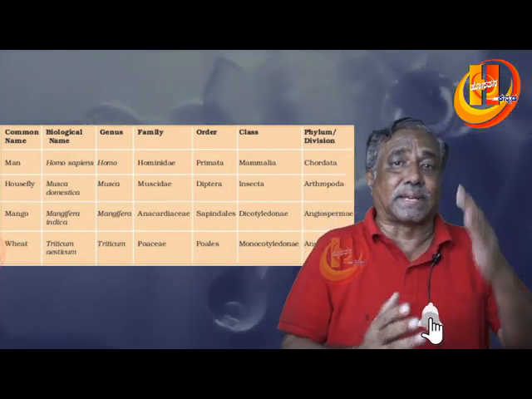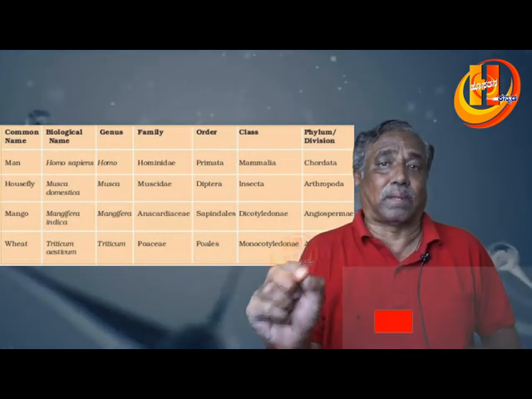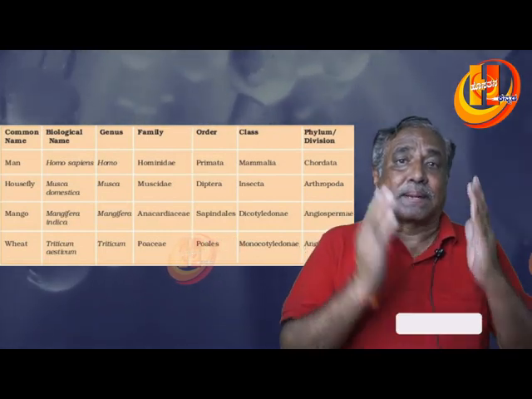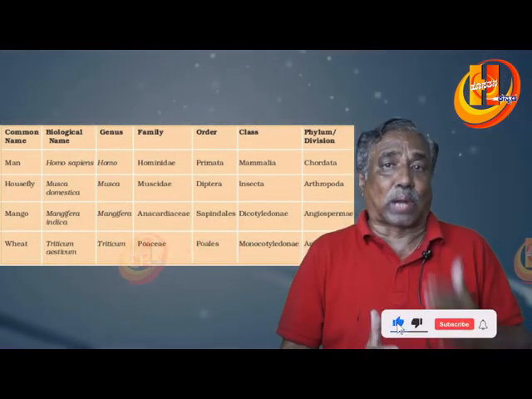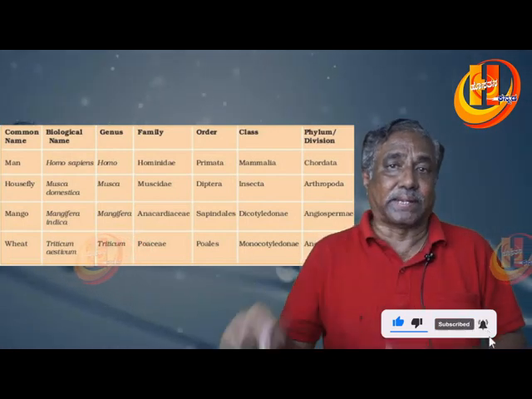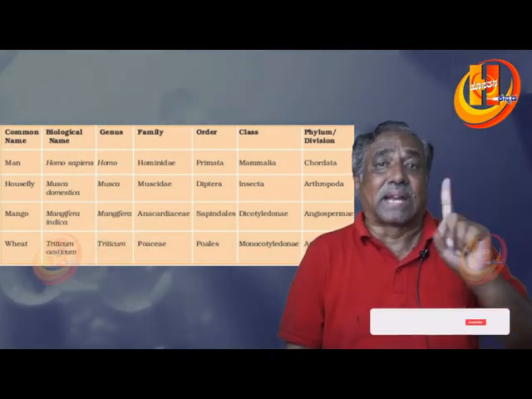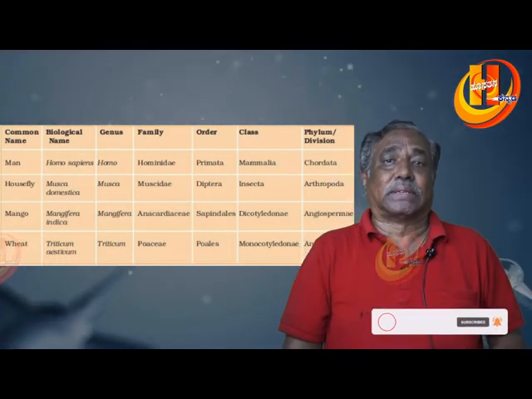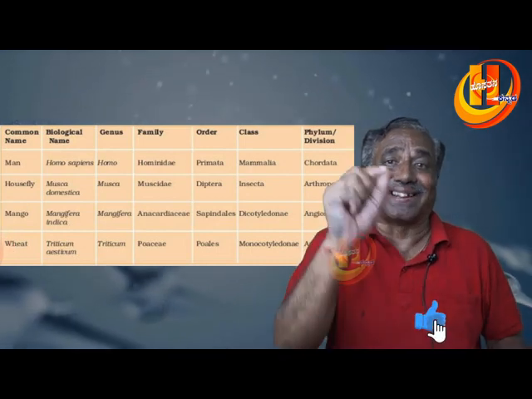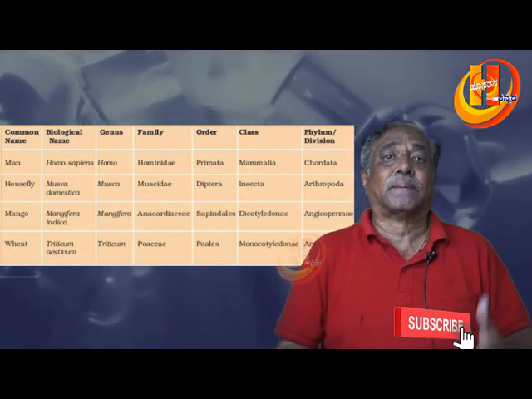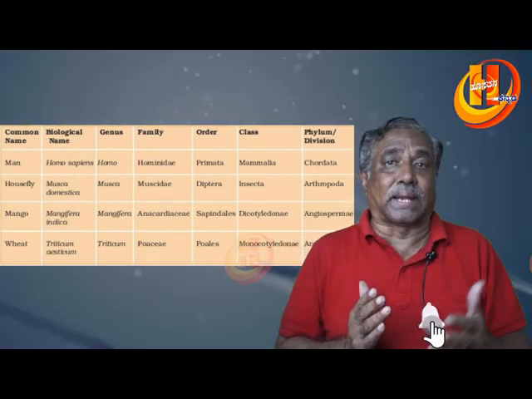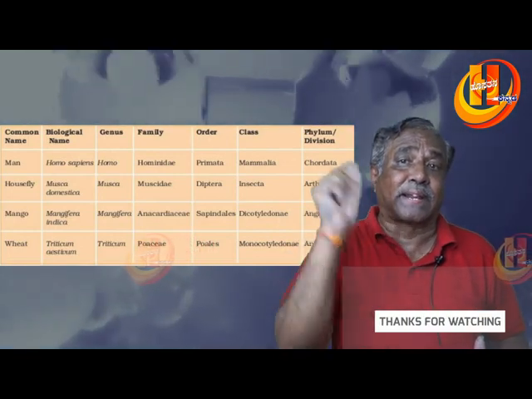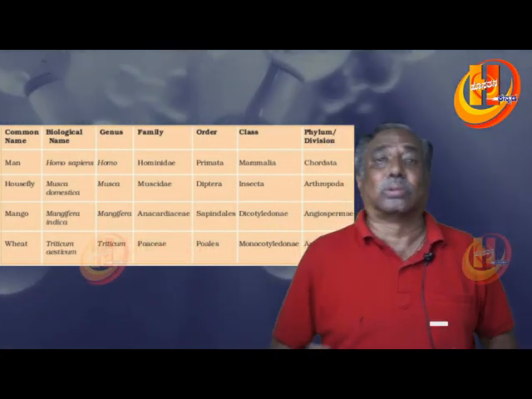Famous botanical garden in England, in London, is at Kew, K-E-W. And then the Indian Botanical Garden at Howrah, and the National Botanical Research Institute at Lucknow.